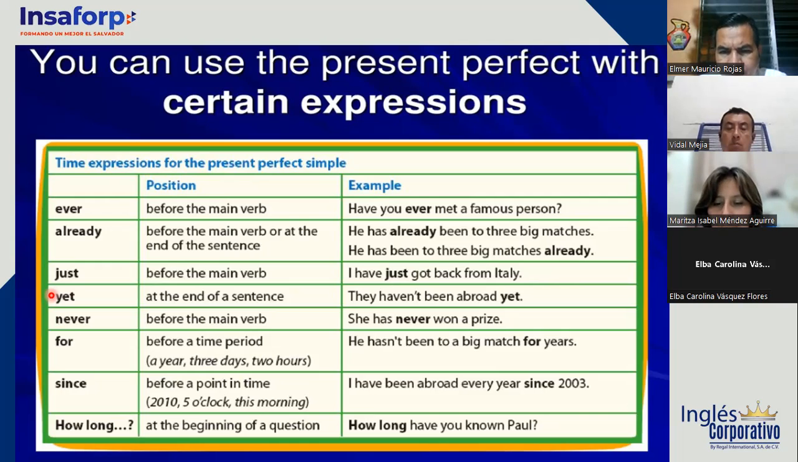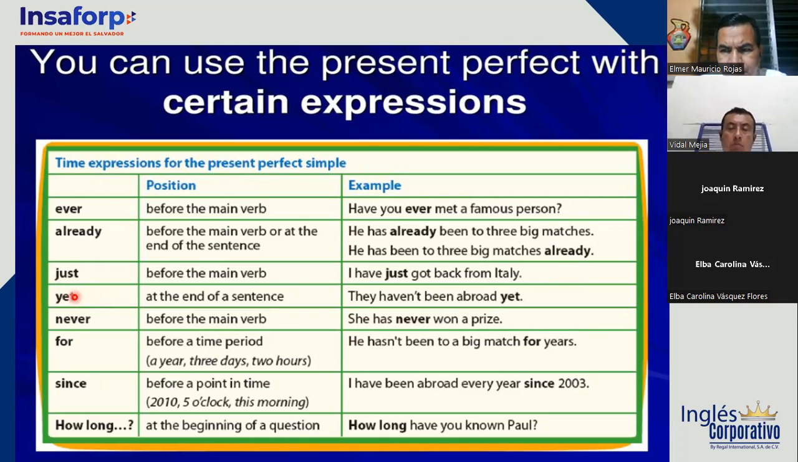Okay, there's one characteristic about this word yet. We have to be a little bit careful, because most of the time we pronounce it like the sound of the letter Y. But in this one, in phonetics, we change the letter Y for the sound of the letter I, and we say yet. Yet. No jet, because if you say jet, it's like the means of transportation. So we have to pay attention to that.